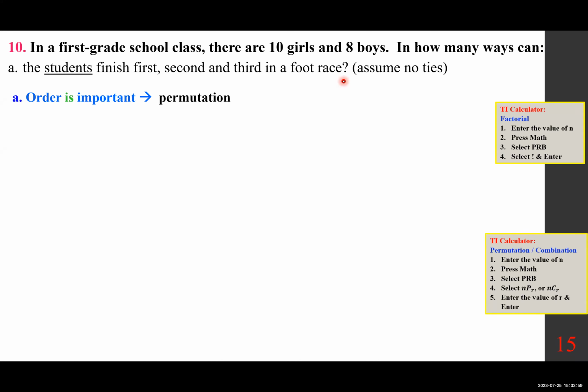So P, in this case, P of how many? We have a total of 18 kids, and we want to choose 3. So P(18, 3). And you can say 18 times 17 times 16, do the math. Or if you use a calculator, for the permutation and combination, you enter the value of n. In this case, you put 18 and then nPr, 3, and 4,896 is the answer. So nPr 3, because we want to choose 3.